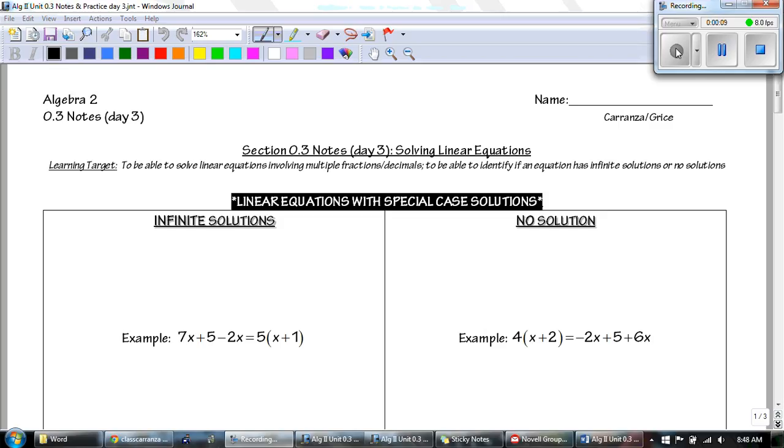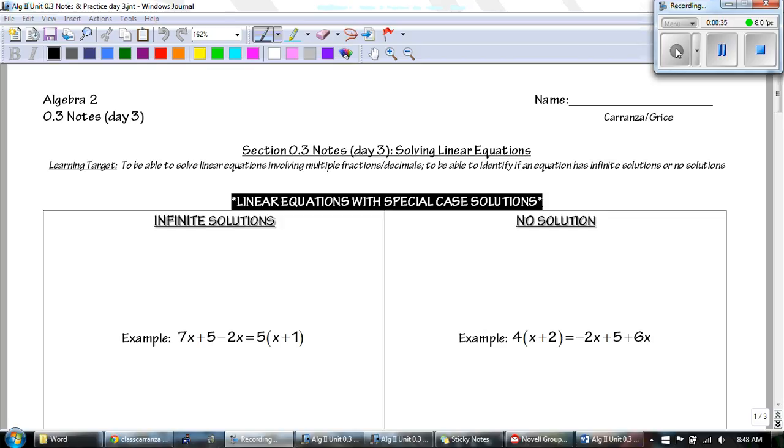Today we're going to be talking about solving linear equations. Our learning target today is to be able to solve linear equations involving multiple fractions and decimals, and to be able to identify if an equation has infinite solutions or no solutions. Alright, there's a lot to say. Let's go ahead and get started with the notes.